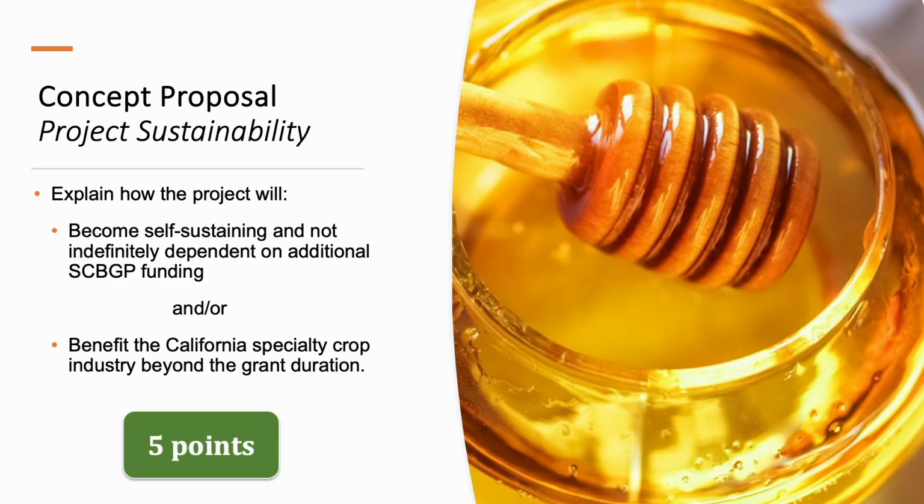Or, for projects that will not continue beyond the grant duration, describe how the results of your project will continue to benefit California's specialty crop industry after the project is complete. For example, a research project may post findings on a website that will continue to be accessible after the grant duration. This question is worth 5 points.